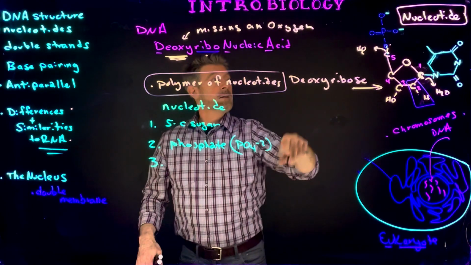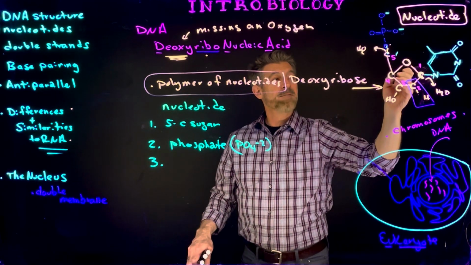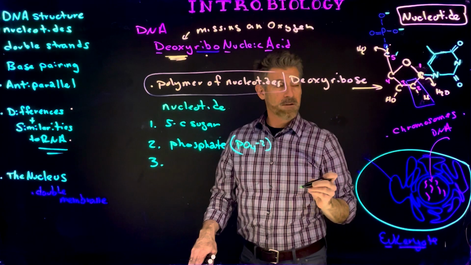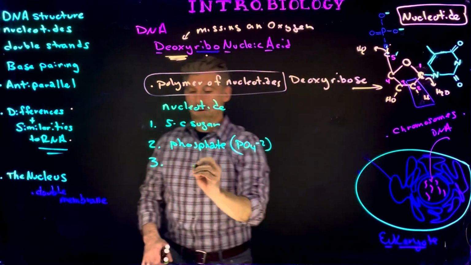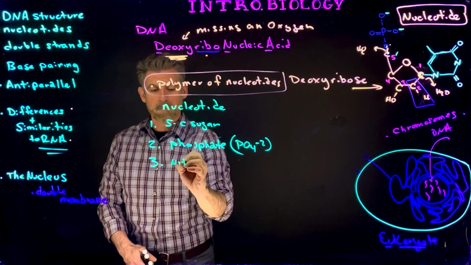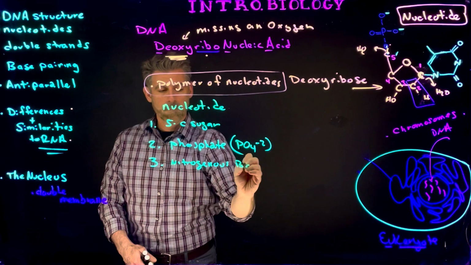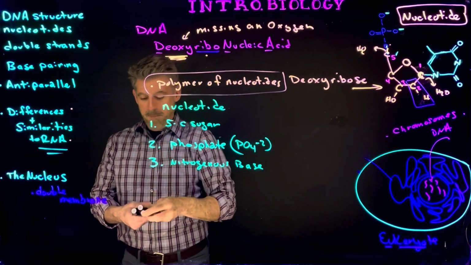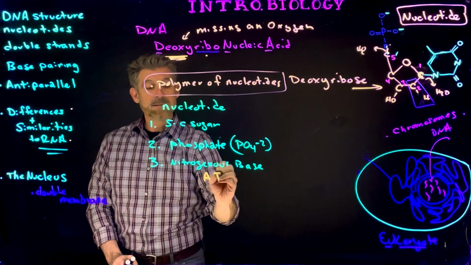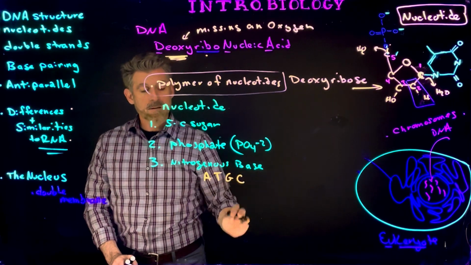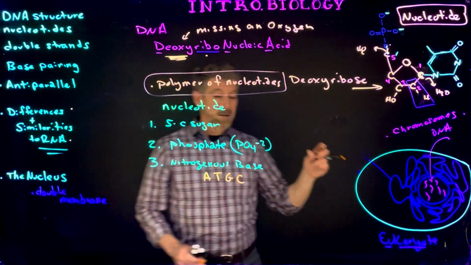So the phosphate is always attached to the number 5 or 5' carbon of that sugar. And then there's something called a nitrogenous base. The nitrogenous base is the thing that you may have heard of as the A's, T's, G's, and C's of DNA. So there are these molecules.